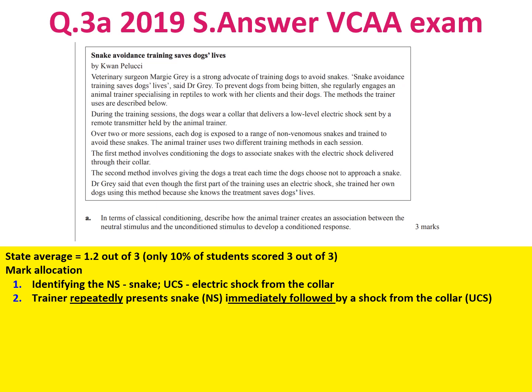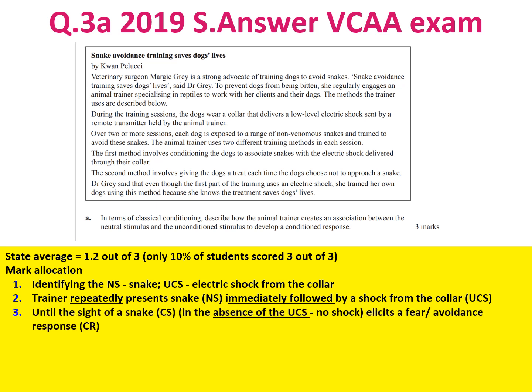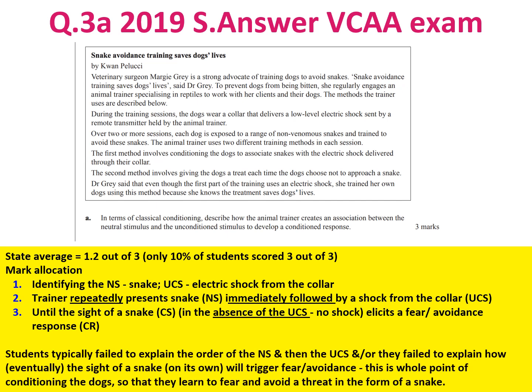So the dog sees the snake, and then straight after that they get zapped, so that that association has been created. Third mark is for describing the success of the conditioning, that after that repetition, the dog sees the snake on its own, no shock required, and that will trigger some type of fear or avoidance response.